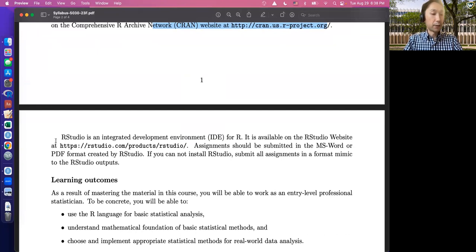RStudio makes it more convenient to write and run R code. So if you just want to run R code, it's not necessary. But when you submit homework, you need RStudio to make more beautiful documents to submit.